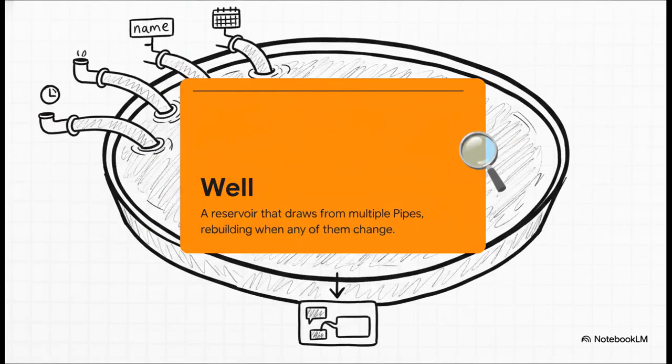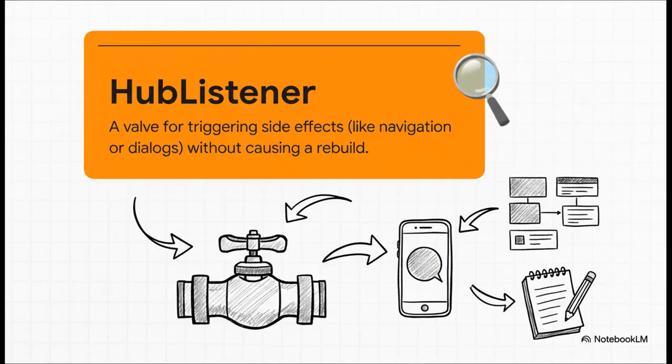But you might be asking, what if one part of my UI needs to know about a few different pieces of data at the same time? Simple. That's what the well is for. Think of it like a reservoir or a basin that pulls water from a few different pipes. The well listens to a whole list of pipes, and it rebuilds whenever any one of them changes. This is perfect for something like a user profile header that needs to show, say, their name and their online status.